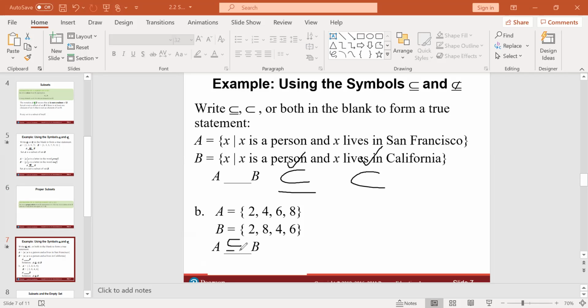So I can use my subset symbol here and I'm accurate. Is it a proper subset? No. For it to be proper, it has to be a subset of B and have less total elements than B, which it doesn't. So I can't use that symbol because they are in fact equal.